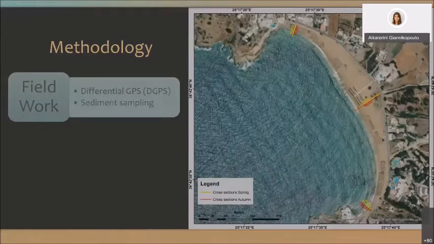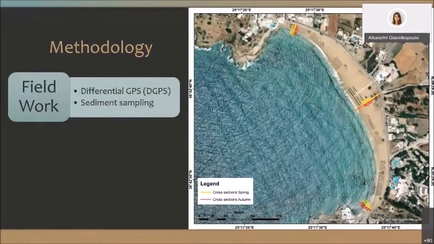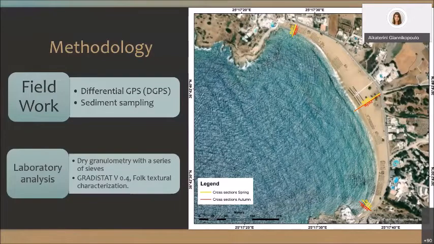Fieldwork was conducted in April and September of 2018, including mapping of beach morphology on a seasonal scale, using a differential GPS, and sediment sampling along the profiles. The method of dry granulometry was conducted using a precision balance, a series of sieves of different diameter, and a vibrating device. Statistical parameters of the granulometry results were calculated using Gradistat software.